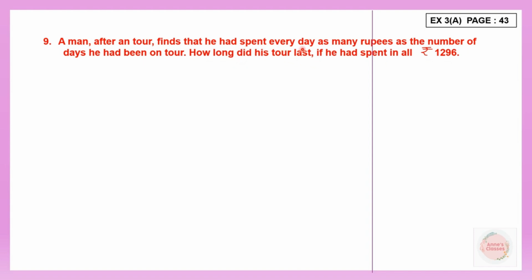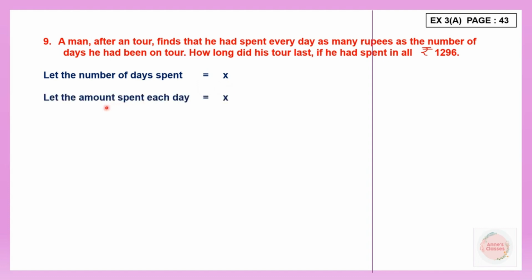So he has spent every day as many rupees as the number of days he has been on tour. So if he has been on a tour for 5 days, each day he was spending 5 rupees. Now the question is, we have to find out how long his tour lasted if in all he spent this much. Okay, so let's write the statements. Let the number of days spent be x and the amount spent each day will also be x. So this will be rupees x because it's the same, isn't it? That's what it says. He had spent as many rupees as the number of days, so both are the same.